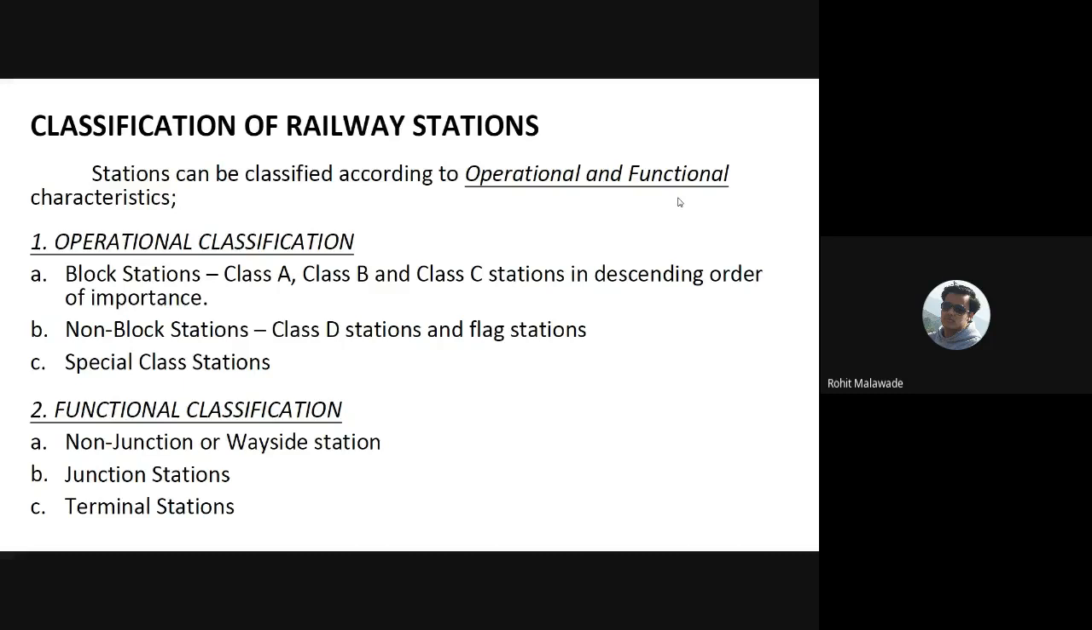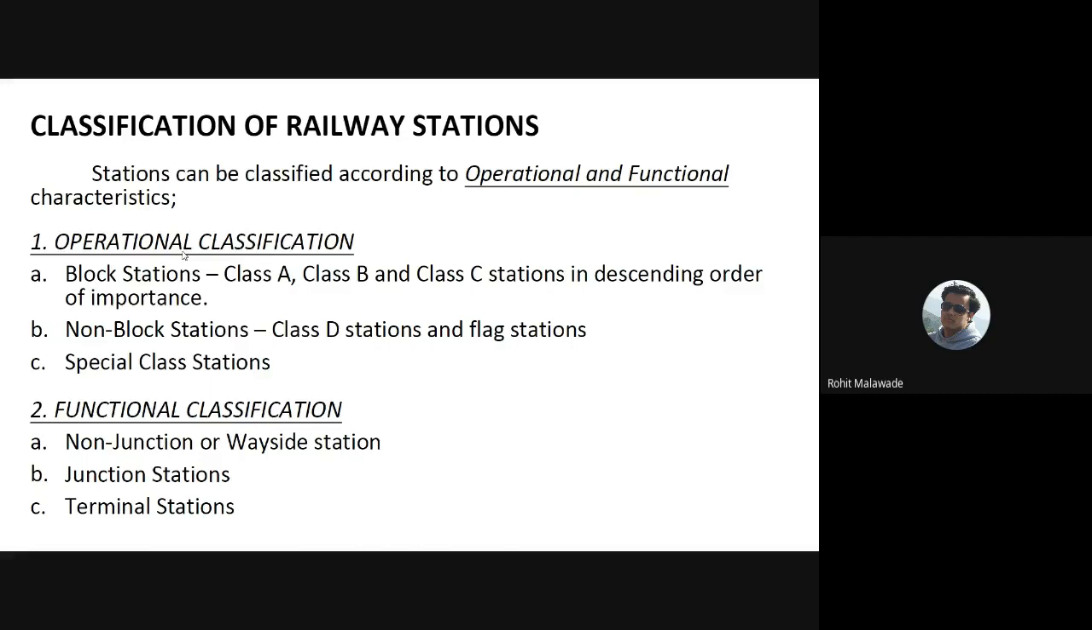Now, the classification of the railway station. Stations can be classified according to operational and functional characteristics. It can be classified according to the operational classification and the functional classification. In the operational classification, we are going to have the block stations.